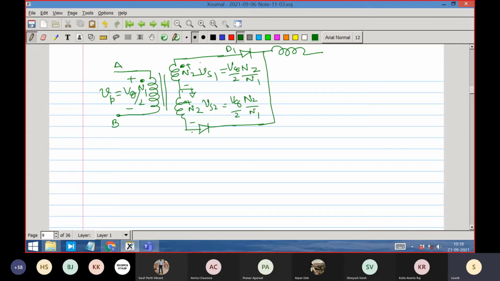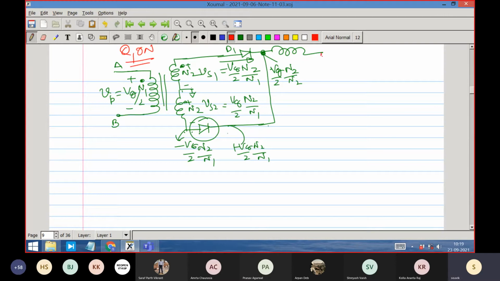So the moment this becomes forward biased, this point potential becomes Vg by 2 into N2 by N1, because the diode is conducting. This voltage is appearing here. So what is the diode reverse bias? This point potential is minus Vg by 2 into N2 by N1, and this point potential is plus Vg by 2 into N2 by N1. So this is reverse bias, so this cannot conduct. We can forget this part of the circuit in the first part when Q1 is on. This is the situation I'm talking about, right?